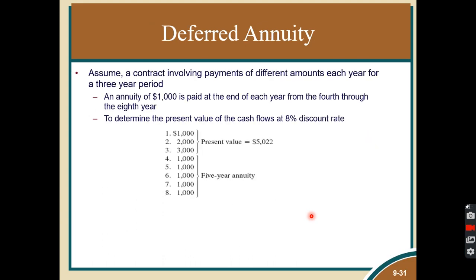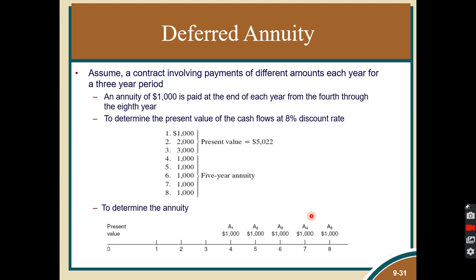Okay, so we go to our last concern, which is your deferred annuity. A deferred annuity is an annuity payment that is going to be deferred, meaning it is not going to be received immediately during the first year. It could be received in the third year, fourth year, fifth year. Okay, that's why it's called deferred.